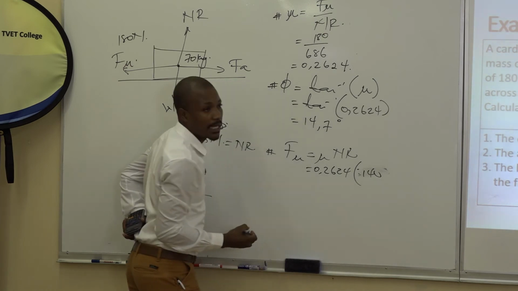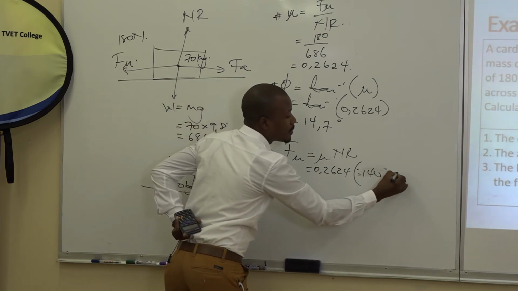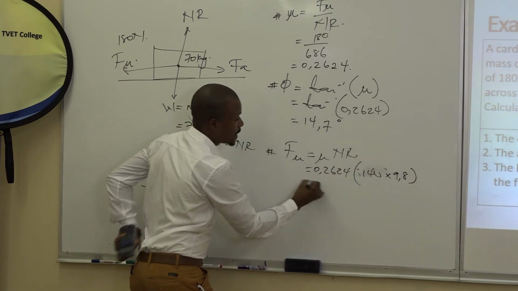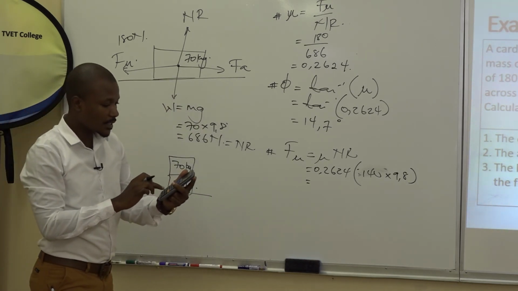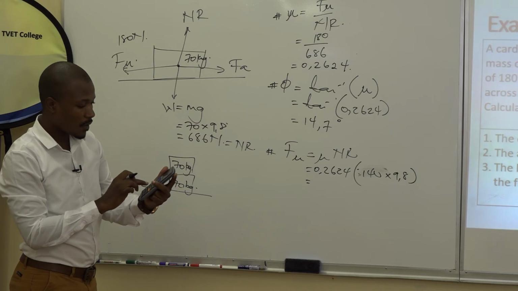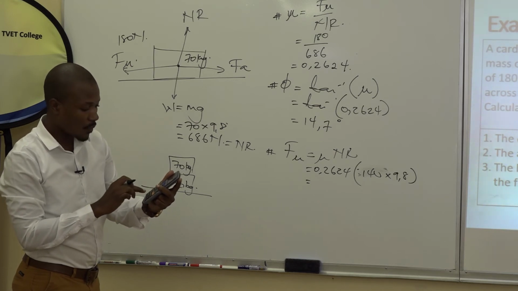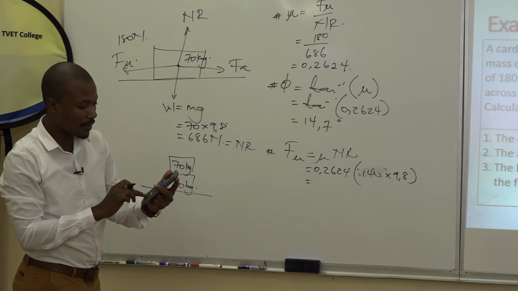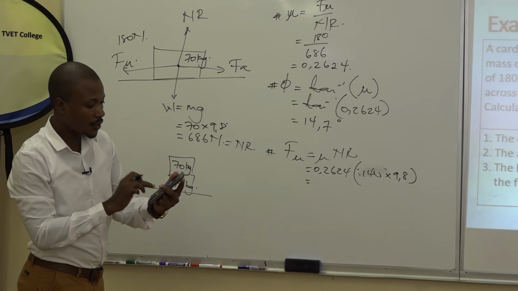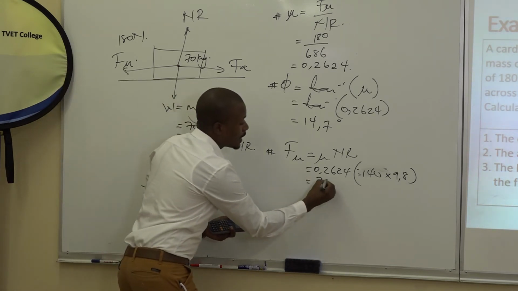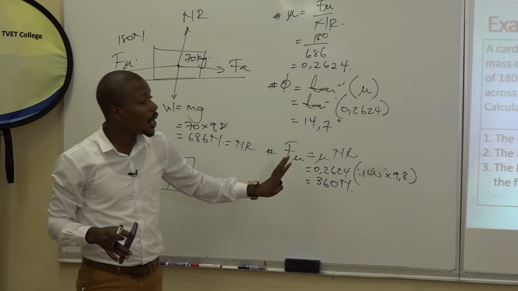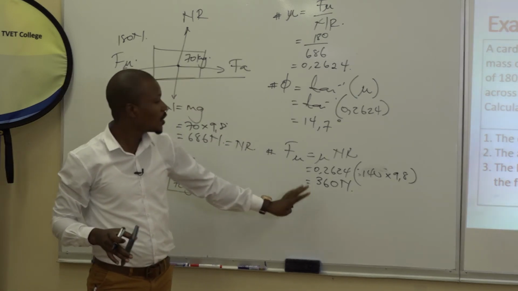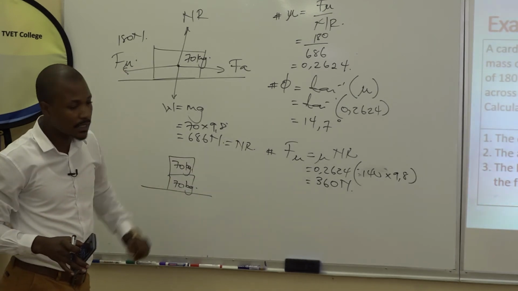Let me just shorten it like that. 140 multiplied by 9.8. You punch that in your calculator, 0.2624 into 140 times 9.8. This should give you 360 Newton. Now this is the horizontal force which is required to drag these two objects.